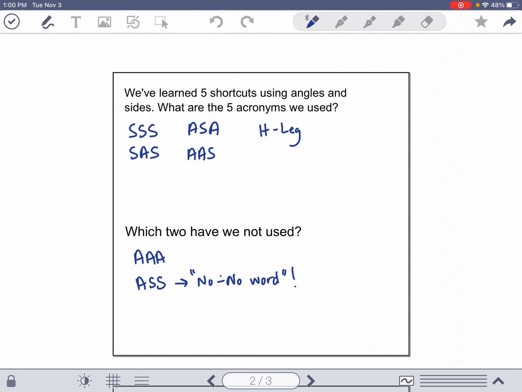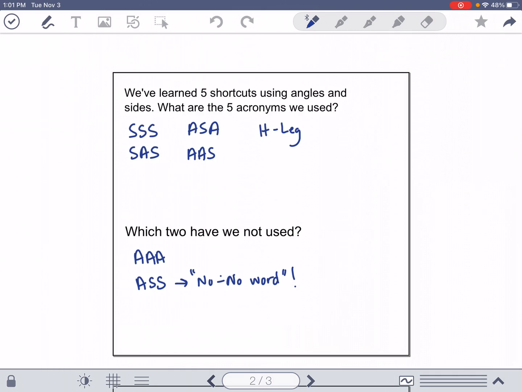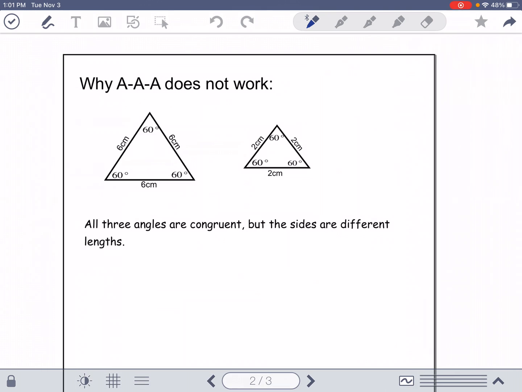So here's the reason that these 2 do not work. Angle, angle, angle does not work for this reason. It's pretty easy to understand. You could have all 3 angles congruent, but you could have the sides be different lengths. So angle, angle, angle is not going to work to prove that triangles are congruent.